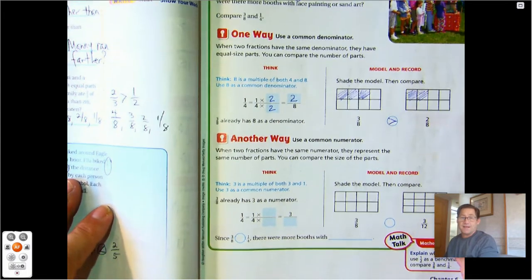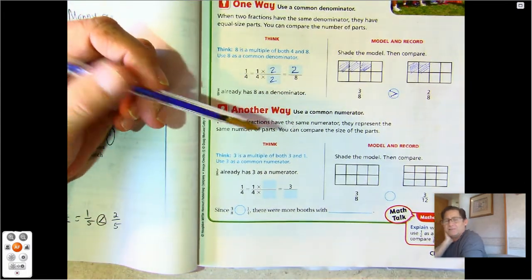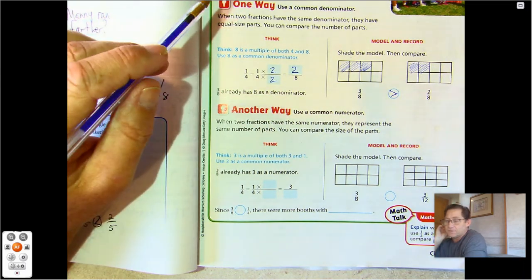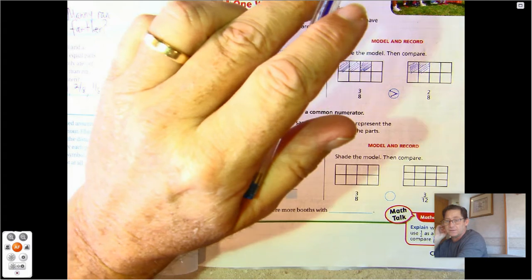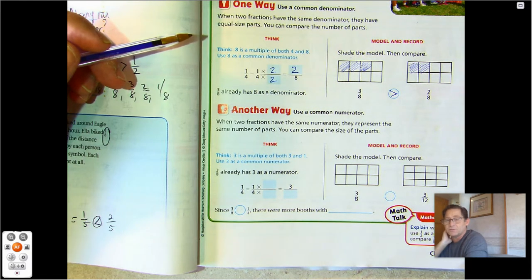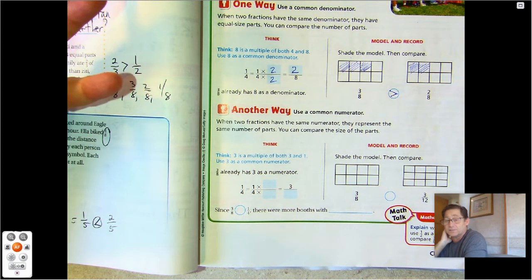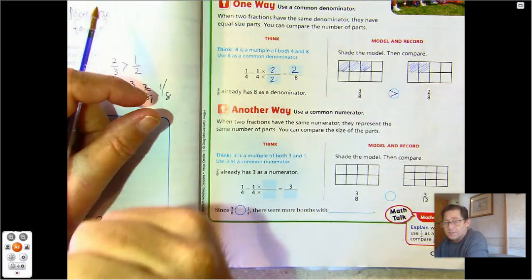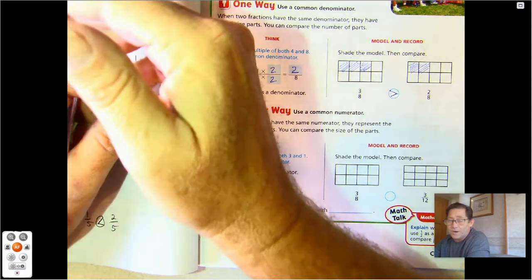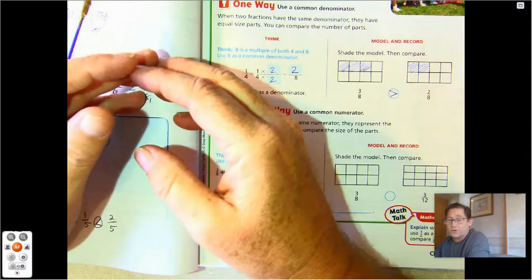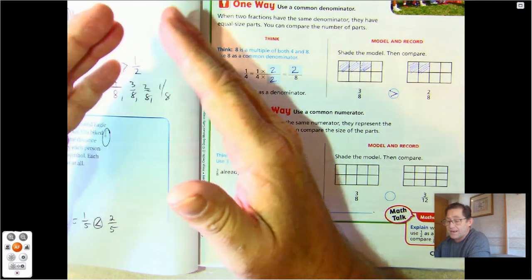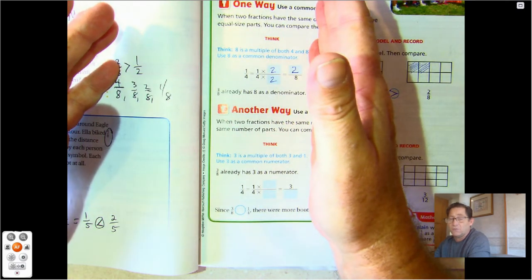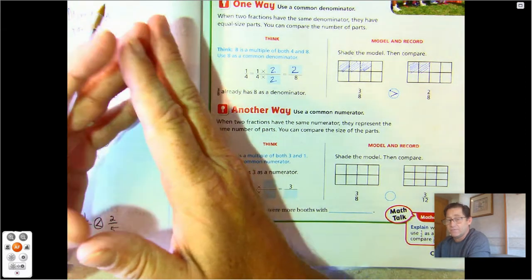All right. And another way is to find a common numerator. Now, how's that helpful? Well, that tells you that you have the same number of parts. So all you have to do is compare the size of the parts. If the denominators are different, that means you have different equal sized parts. And so the more pieces you put into a whole, the smaller the pieces are. Like 1/2 is larger than 1/3 because a third has 3 pieces in the whole, while a half only has 2. So the one with only 2 can be bigger pieces.